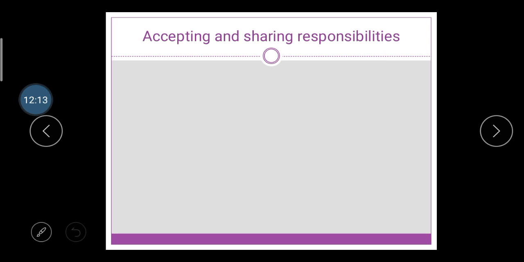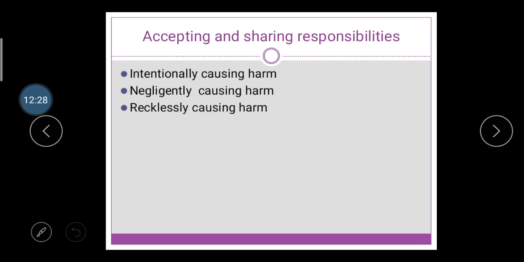Then after, the third topic is accepting and sharing responsibility. Whenever they are working as an engineer, at that time they have to share and accept responsibility. So here there are three main terms considered by the engineer. First one is intentionally causing harm. In this type of situation, the engineer knows about the situation. The engineer knows that if I do this type of activity or work, then it can deliberately affect the public. So intentionally causing harm means the engineer knows about the things and still does this type of work.